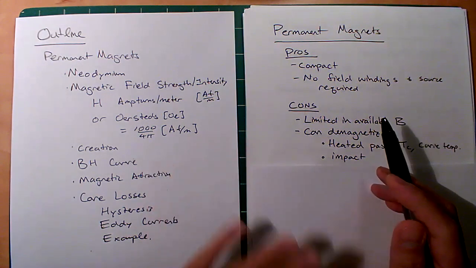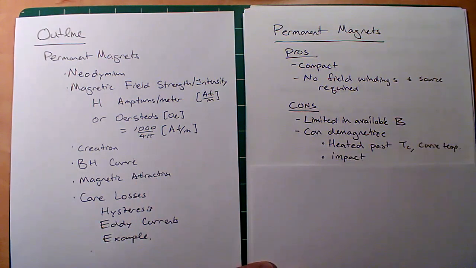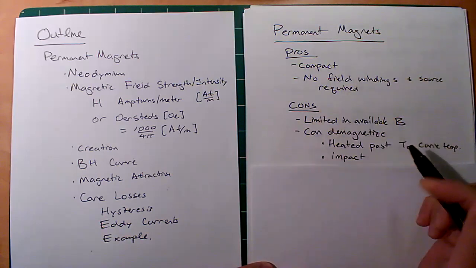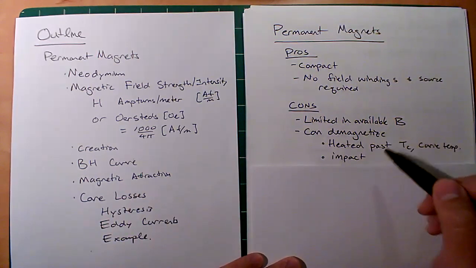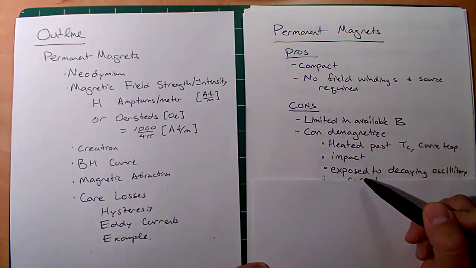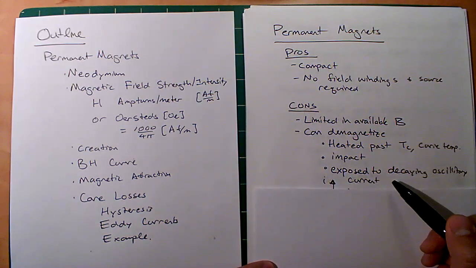All the domains, we'll talk about the domains, will go in random directions, and that's not good. You can drop a magnet or you can hit a magnet, and the impact will make these domains scatter all in different places. That can demagnetize it. Also, this is kind of a weird one, but if you expose a magnet to a decaying oscillatory current or field, that can actually demagnetize a magnet.